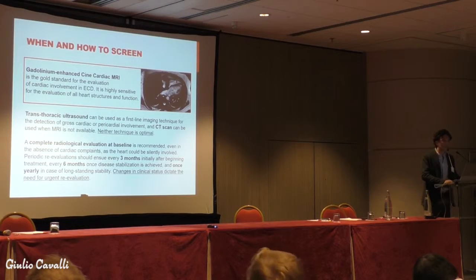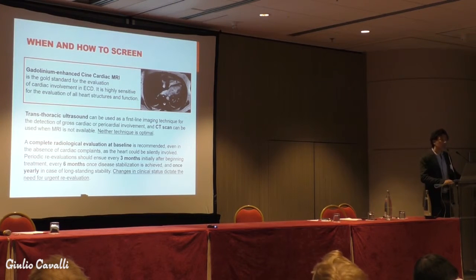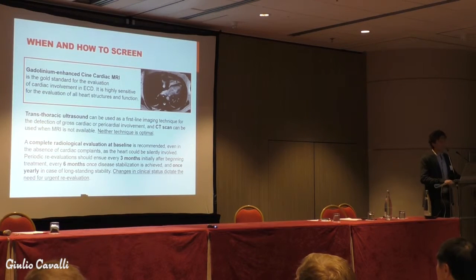suboptimal imaging screening techniques. These include transthoracic ultrasound, which is often used as a first-line imaging technique and has some utility for the detection of gross heart involvement or gross pericardial fluid, pericardial effusion. But it can underestimate the severity of heart involvement or may even not be able to detect it at all in some cases, so we should not rely on this technique.